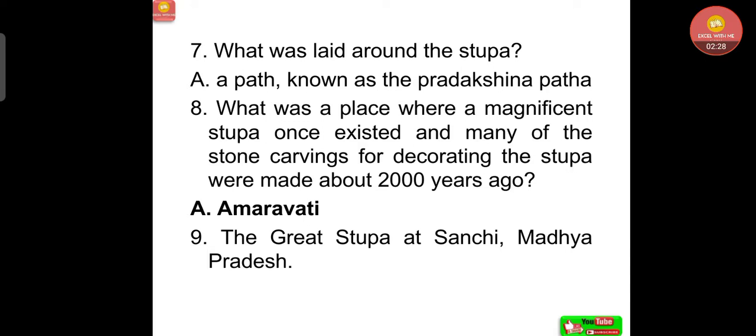Now what was laid around the stupa? That was a path known as the Pradakshina Patha. Now what was a place where a magnificent stupa once existed, and many of the stone carvings for decorating the stupa were made about 2000 years ago? That was Amaravati. Now the great stupa at Sanchi, Madhya Pradesh, also very important.